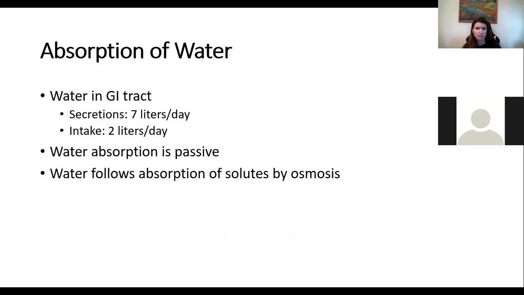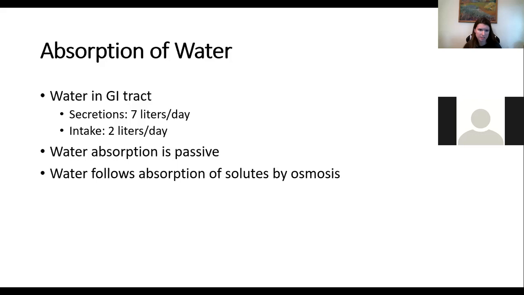Water also gets absorbed in your GI tract. And this is important because even though you don't have to drink that much water in a day, typical intake is about 2 liters. All these secretions, all this bile juice, pancreatic juice, gastric juice, have a lot of water in them. So you actually secrete about 7 liters of water into your own GI tract every day.